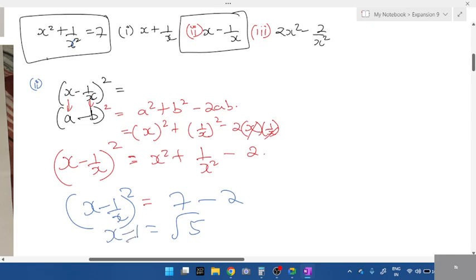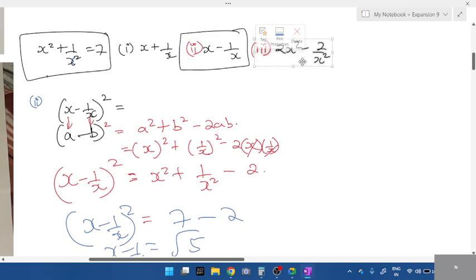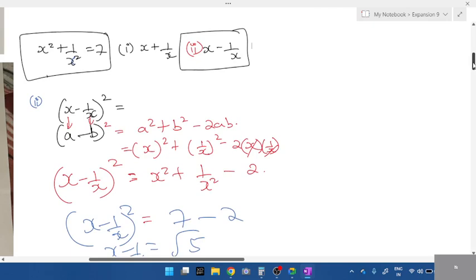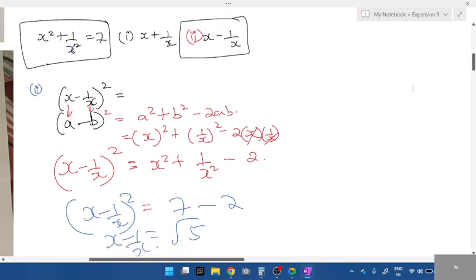This is how you have to do it. Ignore this one. Mostly they won't give this part. Ignore this. No, 2x square. Okay, I'll just quickly teach that.